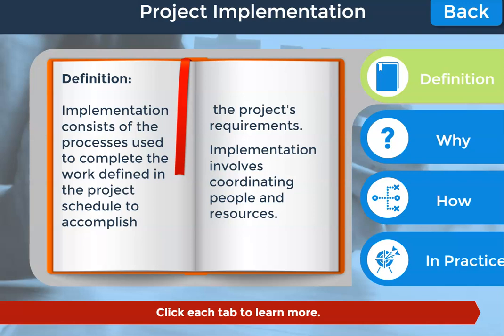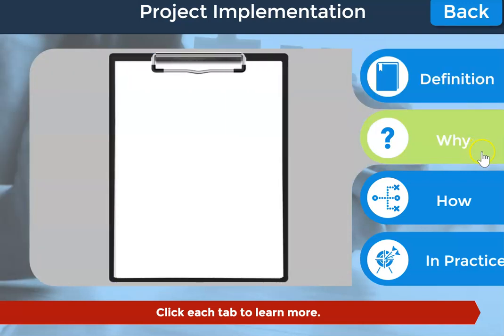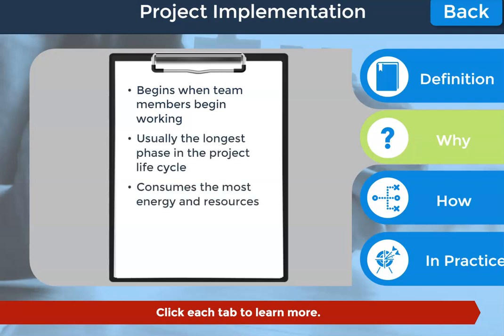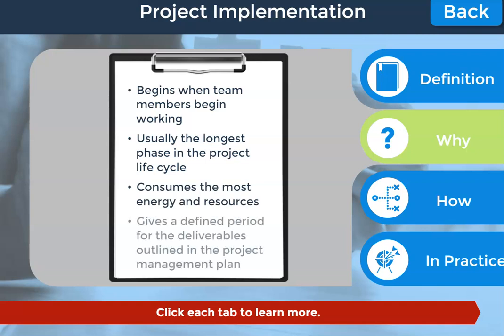Processes used to complete the work defined in the project schedule to accomplish the project's requirements. Implementation involves coordinating people and resources. The project implementation phase begins when team members begin working on the tasks assigned them by the project manager. Implementation is usually the longest phase in the project lifecycle, and it typically consumes the most energy and the most resources and gives a defined period for the deliverables outlined in the project management plan to be realized.